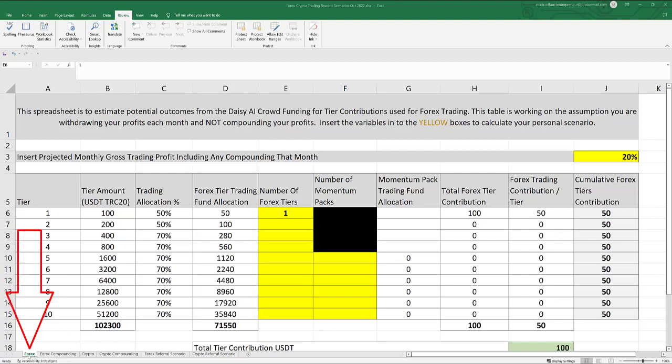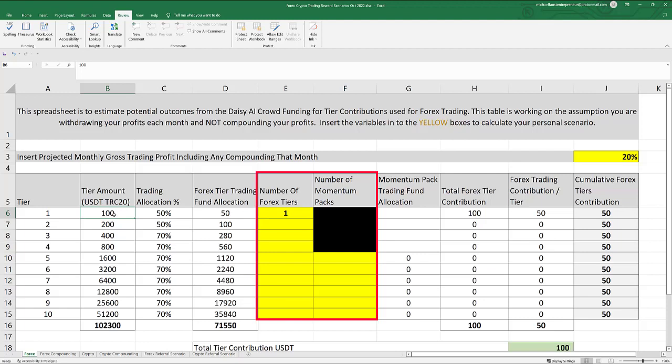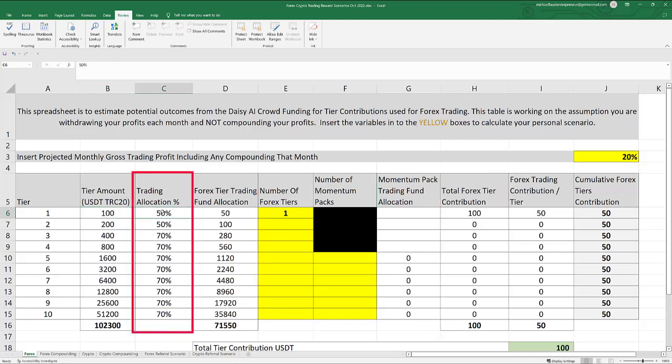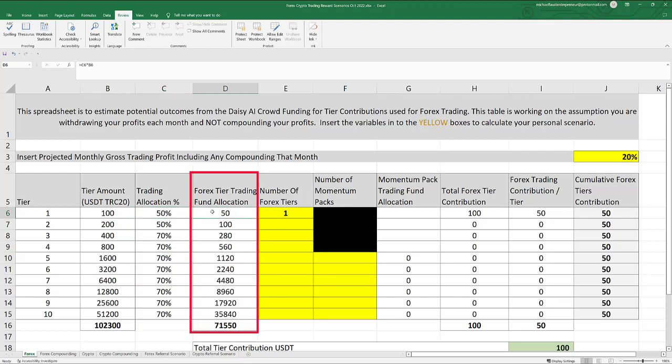In this first tab, you see at the bottom there's a series of different spreadsheets. And the first one is called Forex. This is where you're going to enter the amount of Forex tiers that you're going to contribute to the development of the Forex AI. By default, we have one tier, which would mean that your cost would be 100 USDT. 50% is being allocated to the trading pool, which means 50 USDT is going into that pool. So your profits will be based on that value going into the pool.